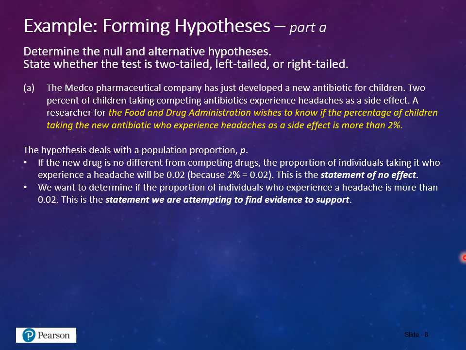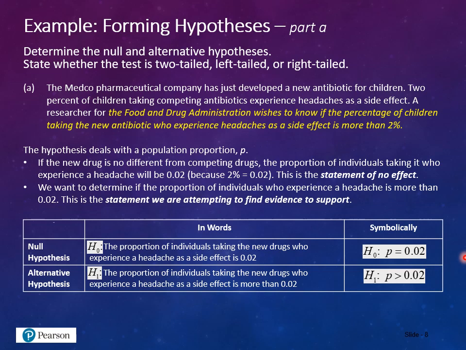We want to determine if the proportion of individuals who experience a headache is more than 2%. This is the statement we are attempting to find evidence to support, which is our alternative hypothesis. So our null hypothesis is the proportion of individuals taking the new drug who experience a headache as a side effect is 0.02. That's our equality statement, and the proportion is equal to 0.02.